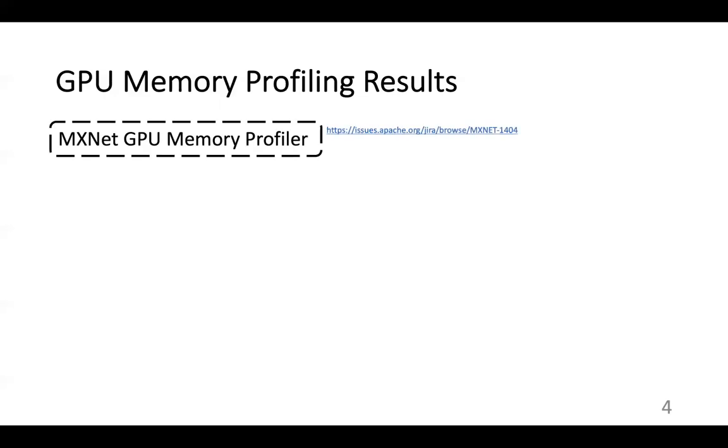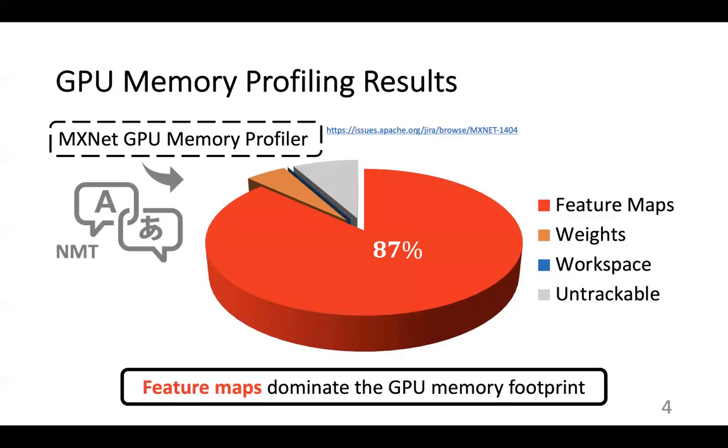We developed a GPU memory profiler under the MXNet machine learning framework. Our profiling analysis of the machine translation application reveals that feature maps, which are the data entries stashed by the forward pass to compute the gradients during the backward pass, dominate the GPU memory footprint.